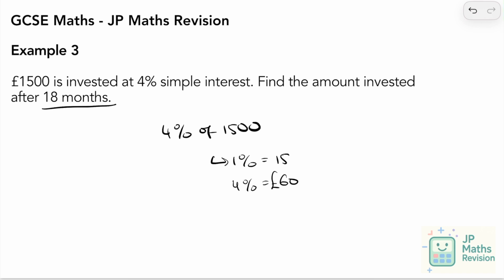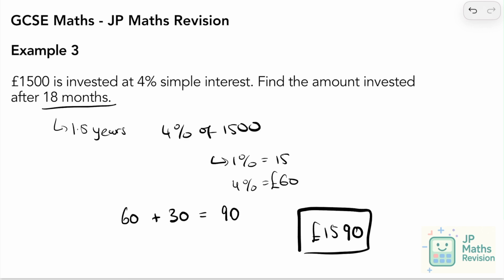So 18 months is 1.5 years, so a year and a half. So it's going to increase by £60 in the first year, and then in the next half of the year, it's going to increase by £30. So in total, our money is going to increase by £90. So after 18 months, we gain £90, and so we therefore have £1,590 in total.